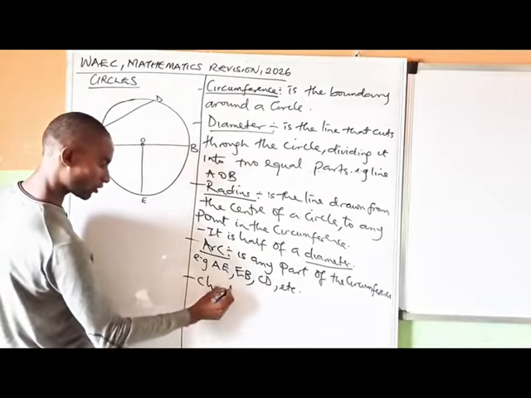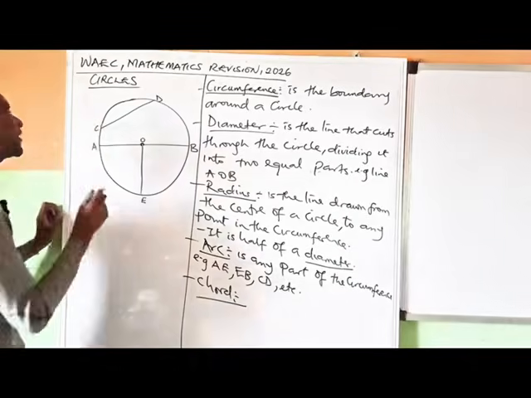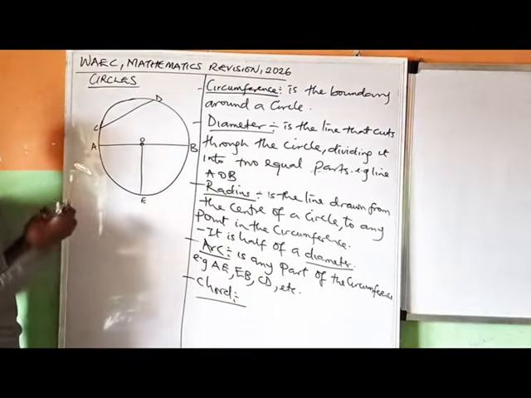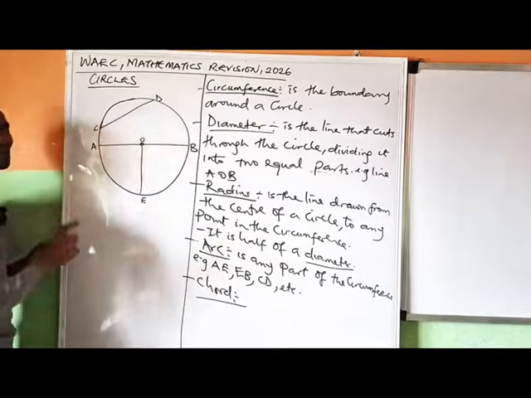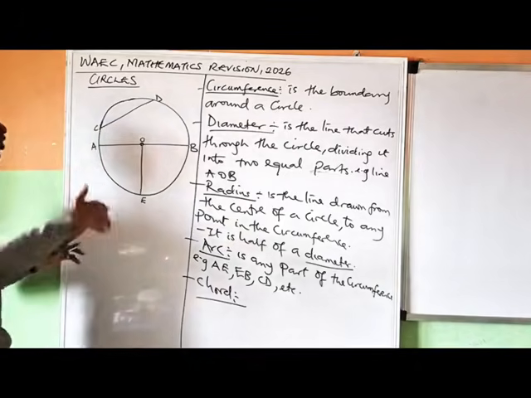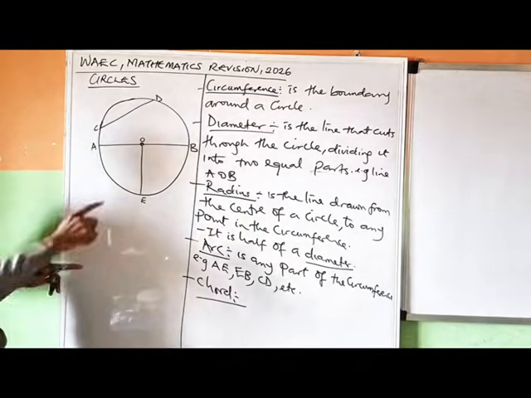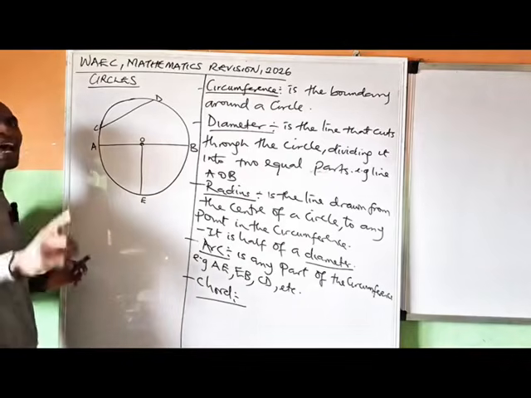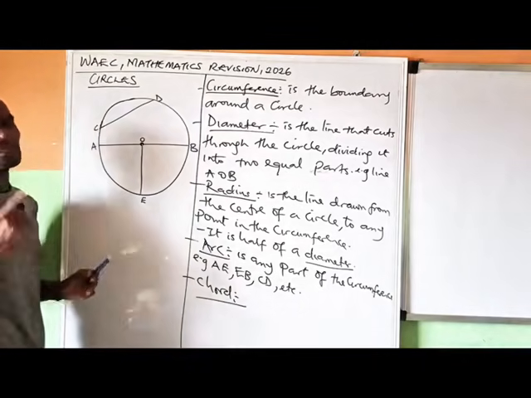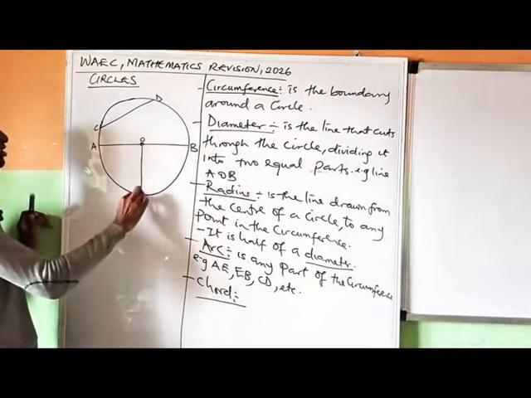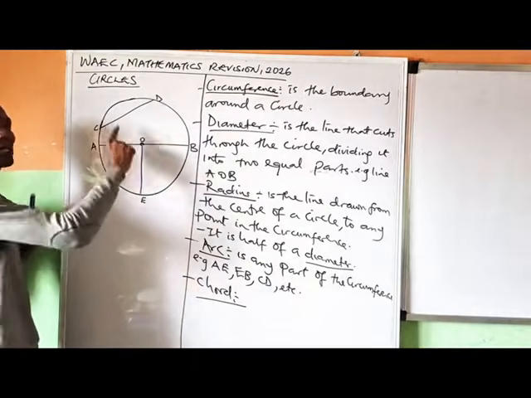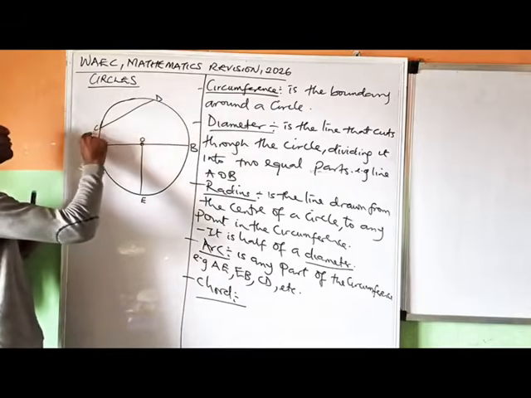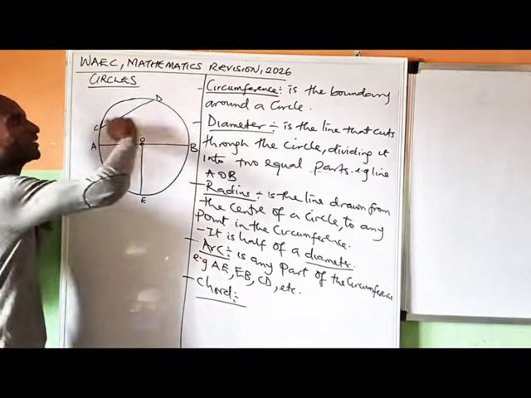What is a chord? A chord is a line that connects two points on the circumference, other than the diameter. This radius is connecting the circumference to the middle, not to another part of the circumference. But this line connects this part of the circumference, C and D, together.